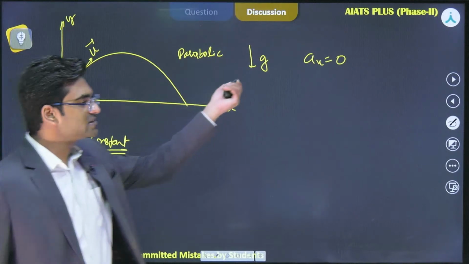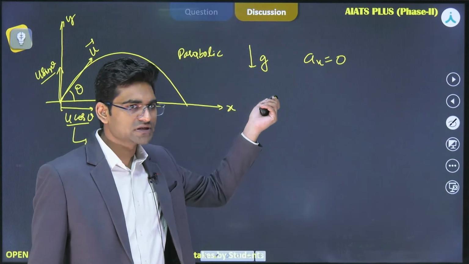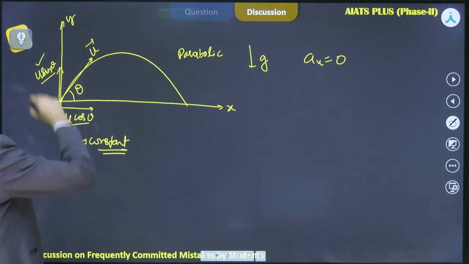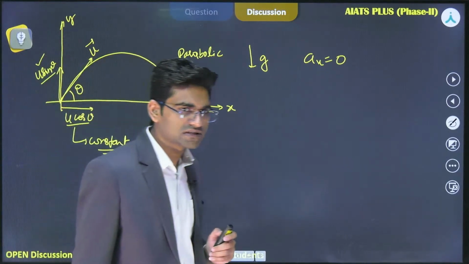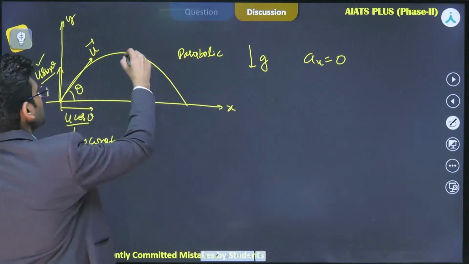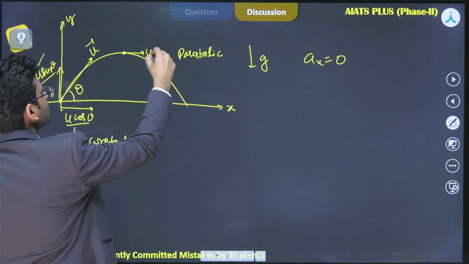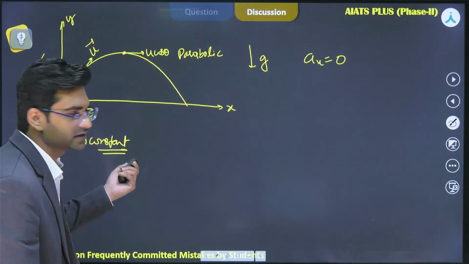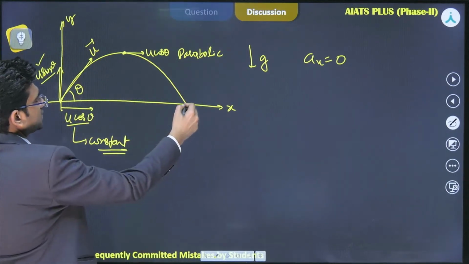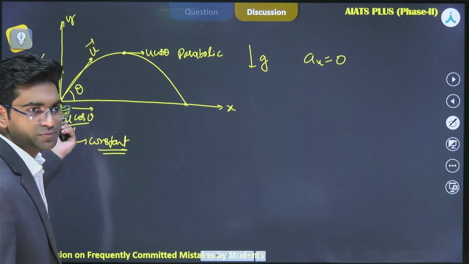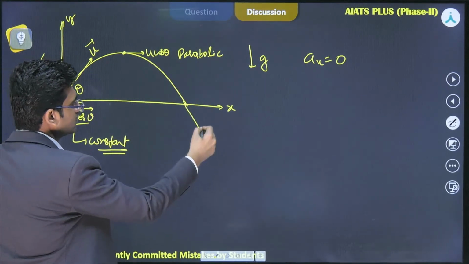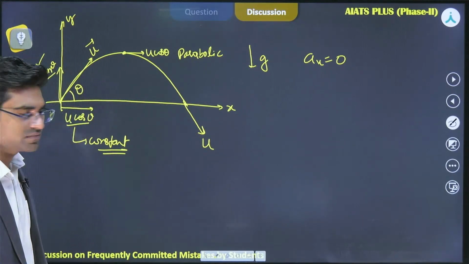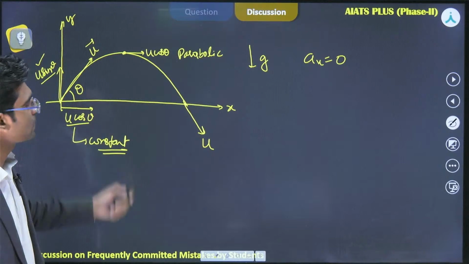But since there is acceleration in the y direction, as you can see, g in the negative direction, that's why the velocity in the y direction will keep on changing continuously. And that's why you see that at the highest point, there is only velocity in the horizontal direction, there is no velocity in the y direction. Now again, when this projectile strikes the ground, the magnitude of the velocity will become the same as initial, that is u.